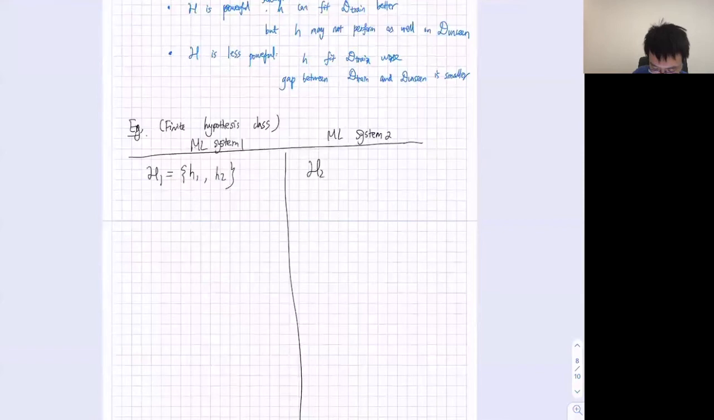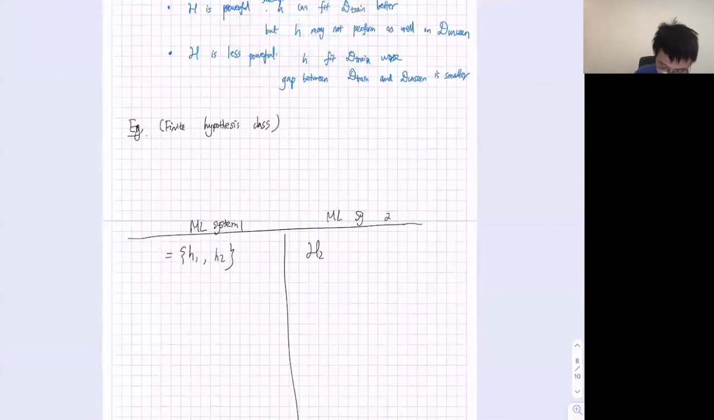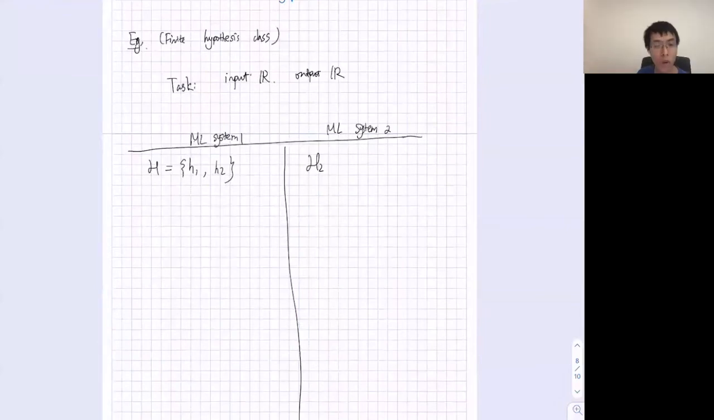And my second H, okay, before defining the system, I have to tell you what is the task. The task is the input is a real number and the output is also a real number. Okay, it's not surprising. So in here, H1, H2, H3, H4 are all functions from R to R, and I have some silly functions. H1 is all 0. Is that a function? Yes. H1 of X is 0, okay?